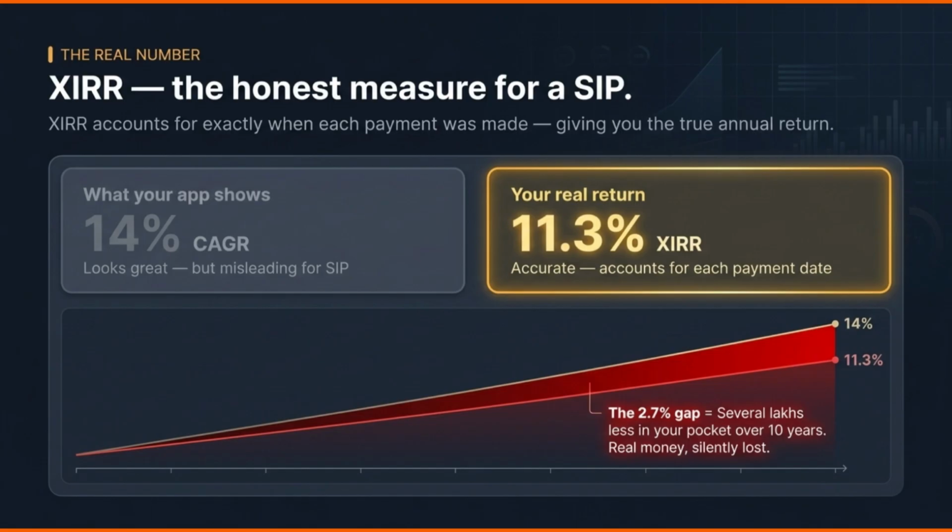Your app might proudly show you a 14% CAGR, but on a 5,000 rupees SIP over 5 years, your real XIRR could actually be 11.3%. This 2.7% gap might not sound like much, but over 10 to 20 years, that is several lakhs of real money, silently lost from your expected wealth.